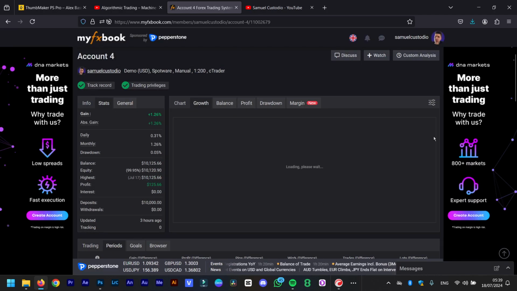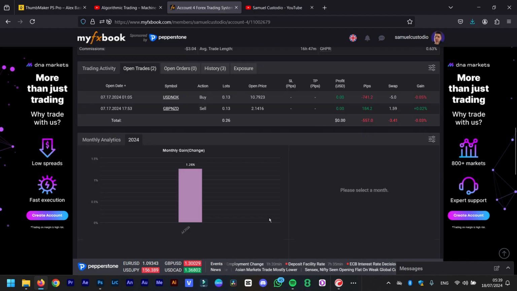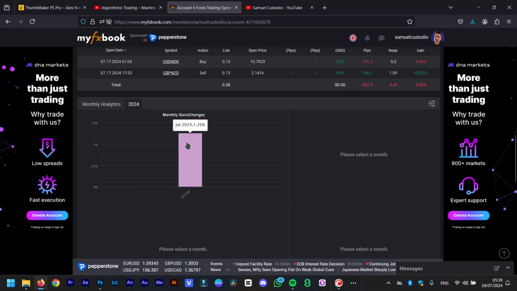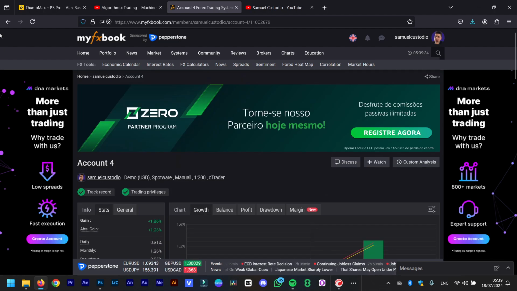So as you can see, this account already started with the chart, but because there's only one trade, there's really not too much to show here. As you can see, the account's up 126% in one day, which is really good. There's the profit. You can see the highest profit, the equity, the balance. You're probably going to be seeing my negative trades in a little while, but it's okay. Here is the monthly gain. And yeah, that's pretty much it. So that was the video.